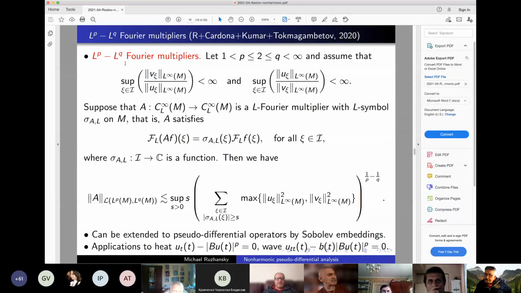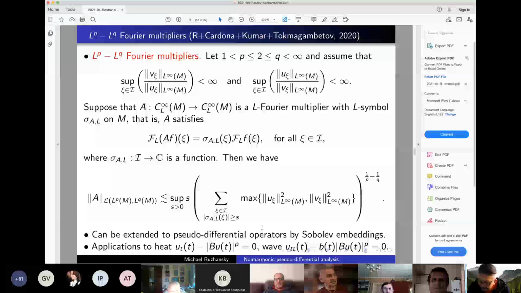But basically, once we have this, we have the L^p-L^q Fourier multiplier theorem. This is one of the recent results. Basically, it gives conditions that if you have this operator A, a Fourier multiplier, with symbol sigma_A(xi), then if this sum is finite, the operator is bounded from L^p to L^q. So this is an analog of the Hörmander L^p-L^q multiplier theorem, because Hörmander had this theorem on R^n, but this is an analog of that theorem in this setting.